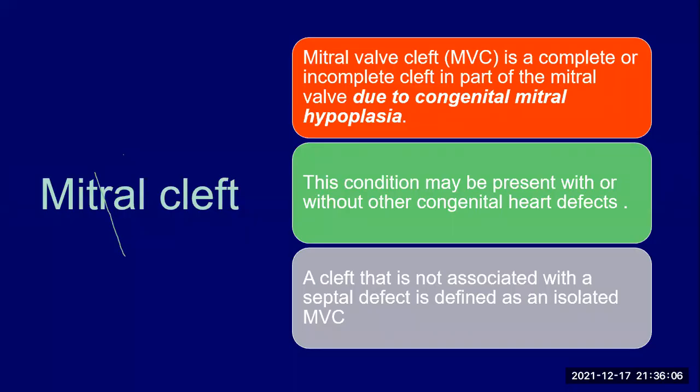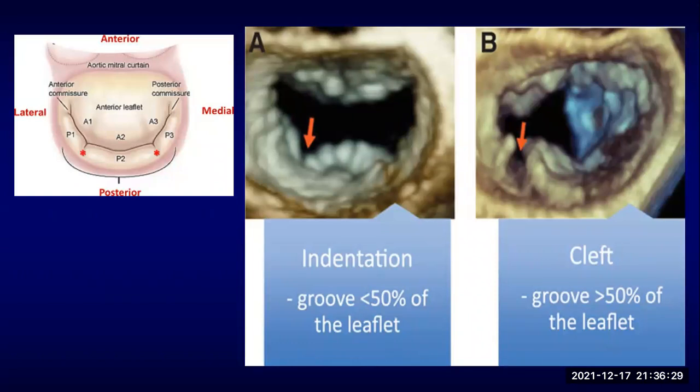Mitral cleft. For mitral cleft, it is due to congenital mitral hypoplasia. This condition may be present with or without other congenital heart defects. A cleft that is not associated with a septal defect is defined as an isolated mitral valve cleft. So here we need to differentiate between indentation and cleft. The indentation is when you have a groove which is less than 50% of the leaflet, and for the cleft, it is more than 50% of the leaflet.